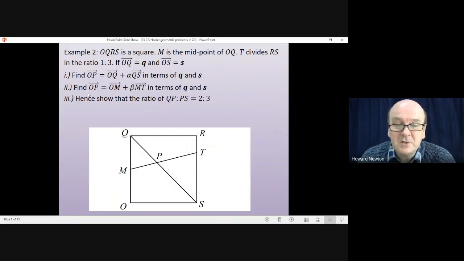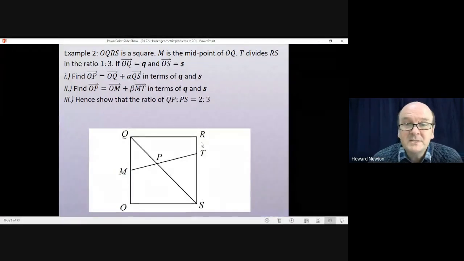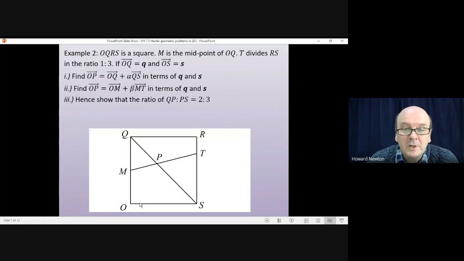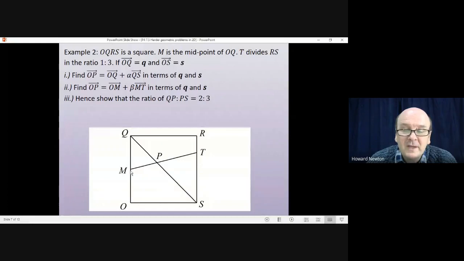The second thing we're asked to do is find the vector from O to P again, but this time using the other diagonal. This one is slightly more tricky when you come to do it. We're going to go from O to M and then some fraction of the way along the vector from M to T. And same as in the first example, once we've done that, we'll say, well, both of those things are the vector from O to P. They must equal each other. We'll equate the coefficients of Q, equate the coefficients of S, get a pair of simultaneous equations. We'll solve them, find alpha, find beta, and then hopefully we'll be able to do part 3.